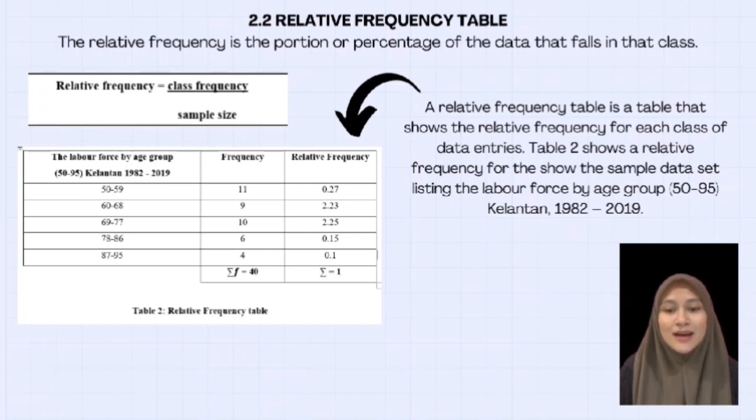The second class relative frequency is 0.23. The third class relative frequency is 0.25. The fourth class relative frequency is 0.15. And the last class relative frequency is 0.1.